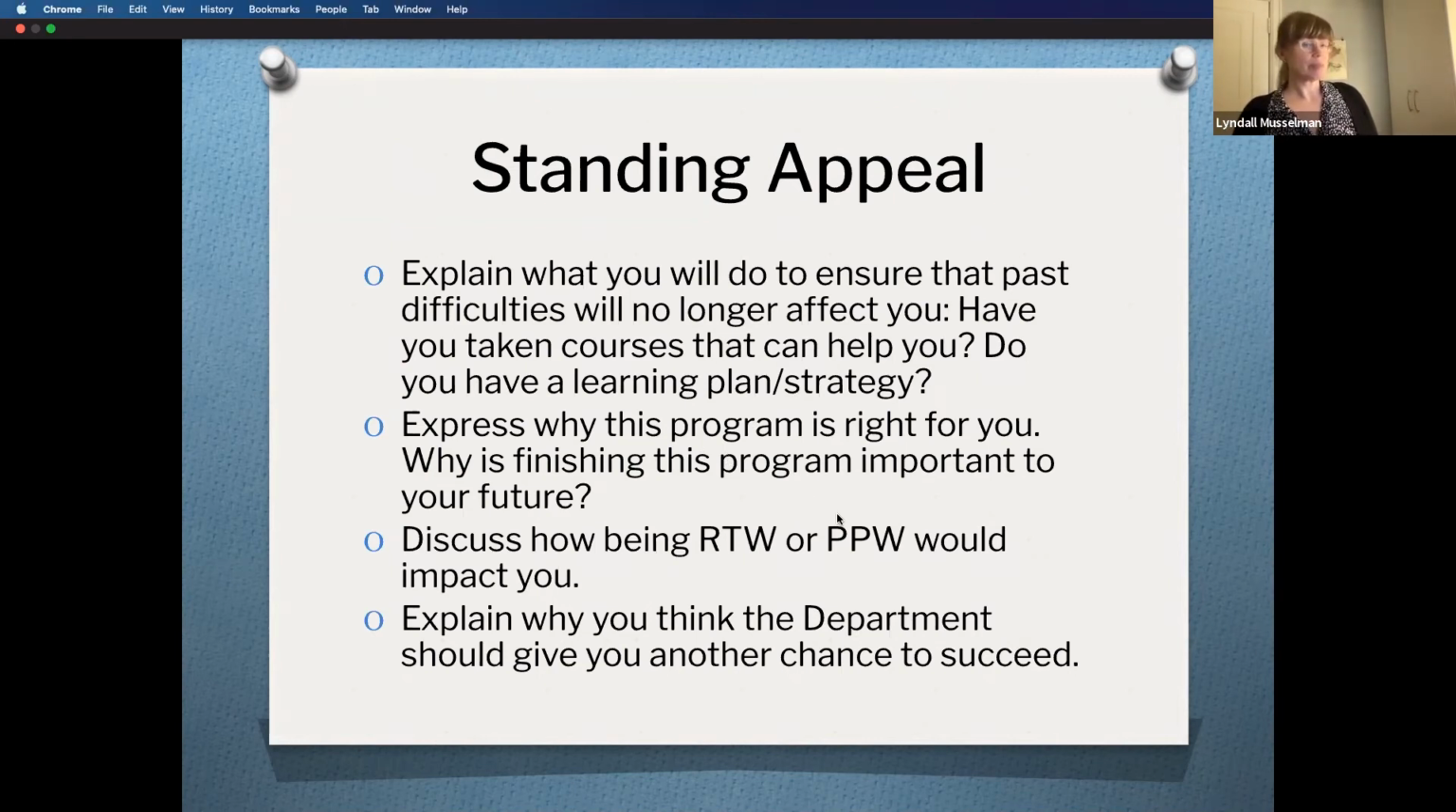Think about why this is the program for you. You want to demonstrate that you have a passion and this is your career path. You can also talk about how being RTW or PPW would impact you and your life goals. Basically, you want to make a compelling case that you should be readmitted into the program to continue, and how you will be successful and go on to graduate.